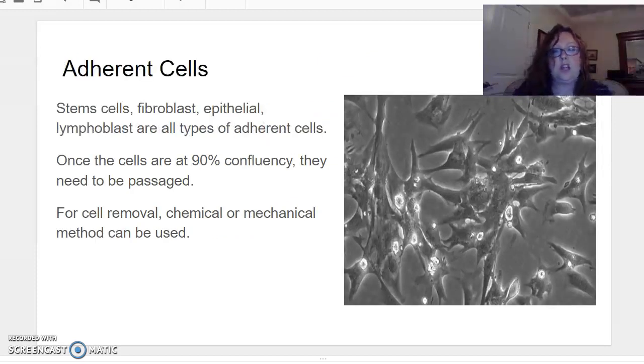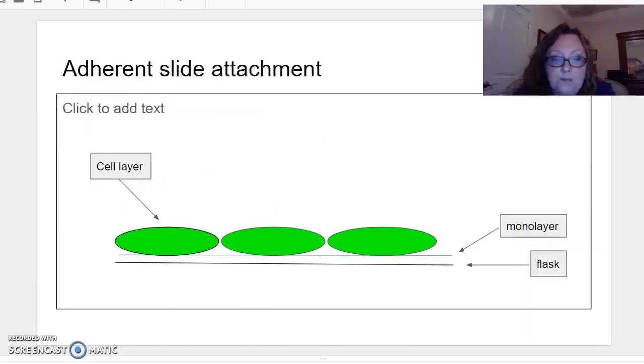So adherent cells, let's talk about this a little more. Cells like stem cells, fibroblasts, epithelial cells and lymphoblasts are types of adherent cells. Once you've got 90% confluency, they need to be passaged. For cell removal, chemical or mechanical methods can be used.